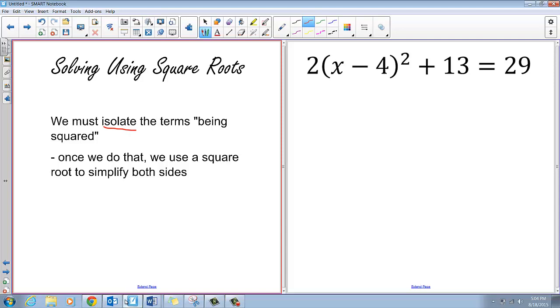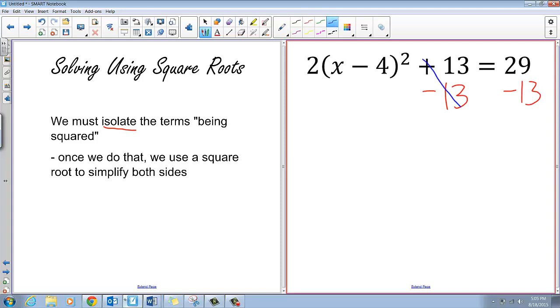So isolating, we want to get this (x minus 4) squared by itself. First thing we're going to do is subtract 13 from both sides. So these guys will cancel each other out. We'll have 2 times (x minus 4) squared equals 16.